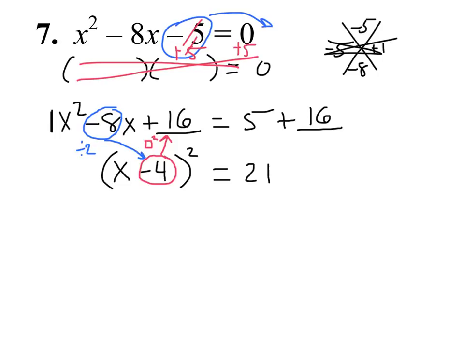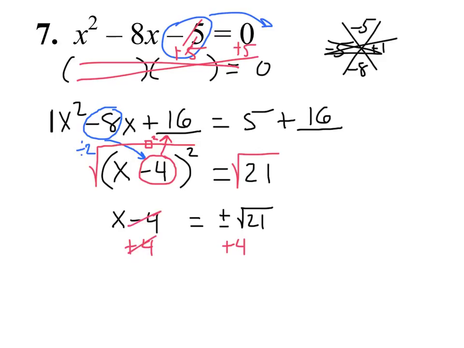To finish solving this problem, we use solving by square roots. So I need to take the square root of both sides. x minus 4 equals positive and negative square root of 21. And I can't simplify the square root of 21. That factors into 7 times 3, and neither of those are perfect squares, so that doesn't help me. So it stays the square root of 21. I need to now add 4 to both sides.